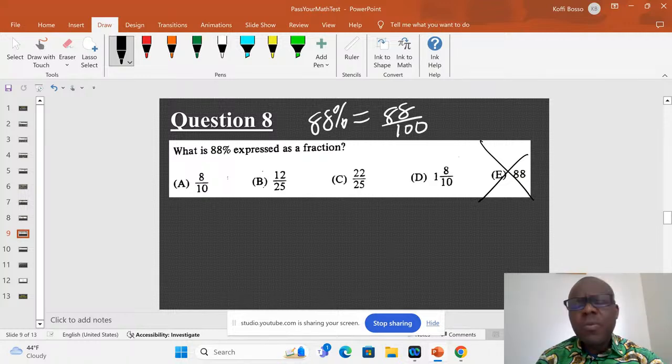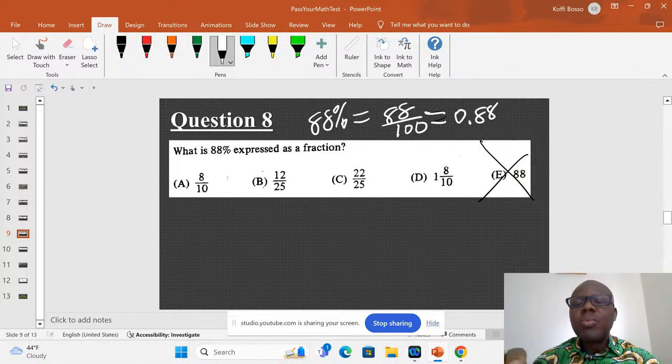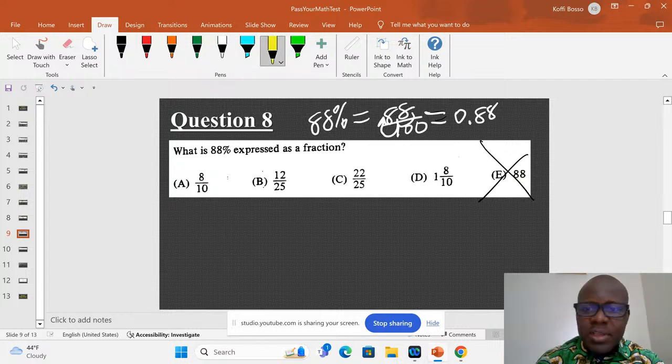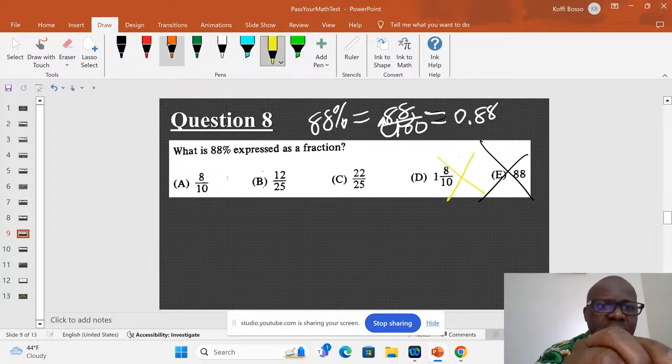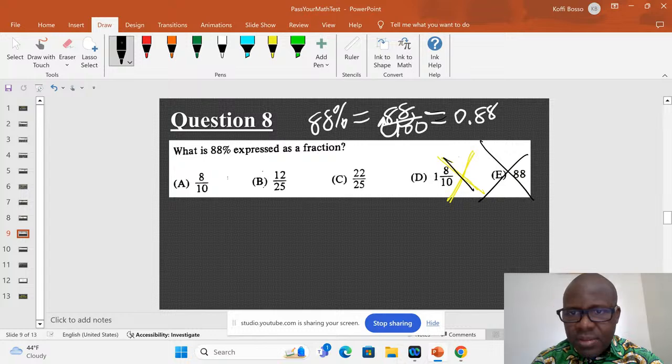I also know that the answer is not D, because when they say 88 over 100, this is not yet 1. Later on you can check with a calculator, you see that 88 over 100 is just 0.88. If you convert to decimal, we move the decimal 2 places to the left, so this is 0.88. It's not yet 1. Therefore, if you choose D, it is wrong because D is 1 and 8/10. So E is out, D is out.